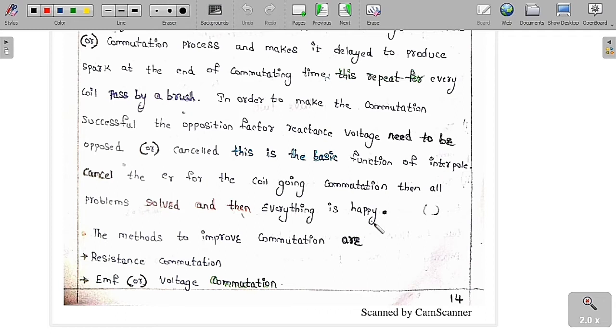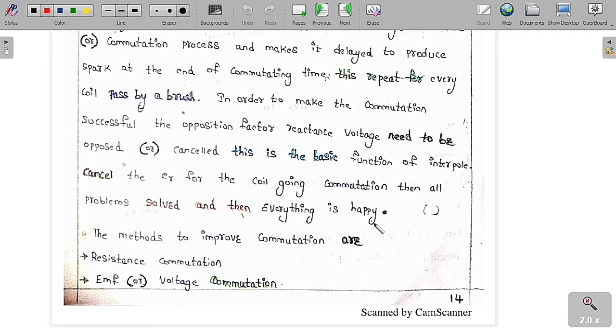So finally, I can say that the process of current reversal in the coil when it gets short circuited in the brush is called commutation. The time taken for the brush to move from one commutator segment to the other commutator segment is called the commutating time Tc. In this period, the coil remains short circuited and the current reverses. If the current reverses completely within the commutating time, then commutation is successful. Otherwise, it is said to be delayed commutation or nonlinear commutation, which produces sparking at the trailing edge of the brush.